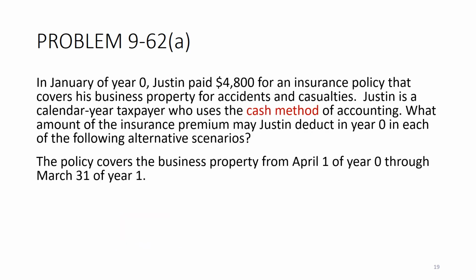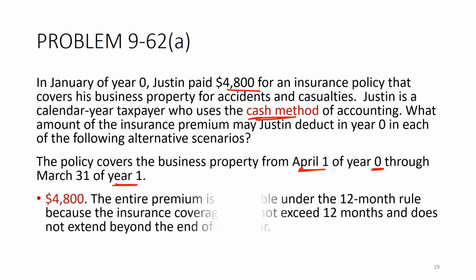Now we've got some problems at the end of the chapter. So we've got Justin, who paid $4,008 for an insurance policy on his business. He's a cash method taxpayer, and the policy is going to go from April of that year through March of the first year. So we have a cash basis taxpayer. He's going to satisfy our 12-month rule. The insurance is not going to extend beyond 12 months. He's paid it right now, so he would get the full deduction for the insurance.